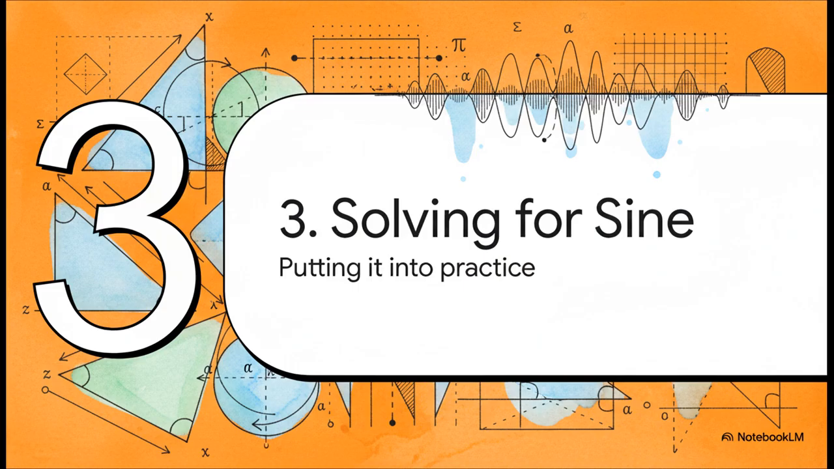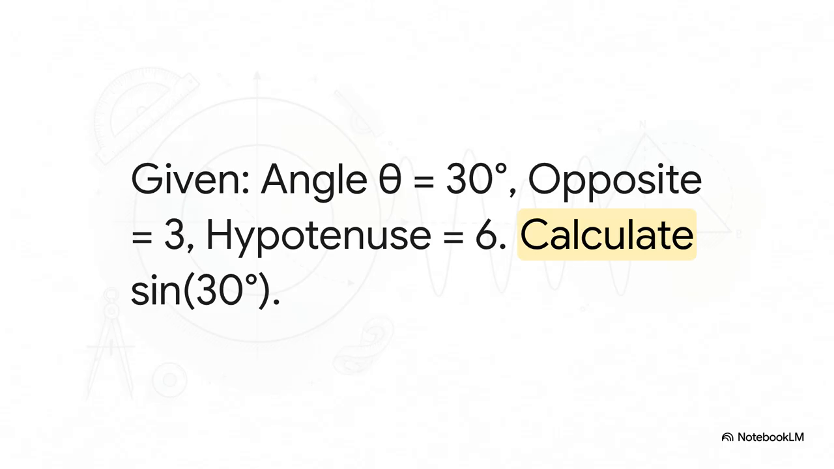Okay, enough theory. The best way to really get this stuff to stick is to just roll up our sleeves and do it. So let's solve a few problems together, starting off easy, and then we'll work our way up. All right, let's start with a classic. We've got ourselves a 30-degree angle. The problem tells us the side opposite it is 3 units long and the hypotenuse is 6. Our mission is to find the sine of 30 degrees.